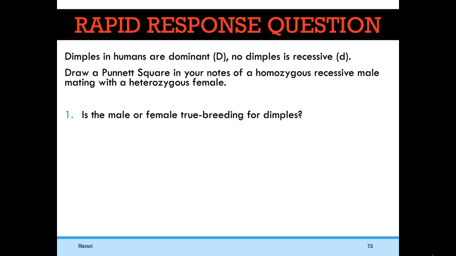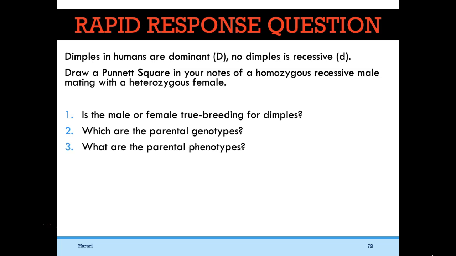So we're going to finish with this last problem. Dimples in humans are dominant, no dimples are recessive. Draw a Punnett square in your notes of a homozygous recessive male mating with a heterozygous female. So is the male or female true breeding for dimples? Which are the parental genotypes? What are the parental phenotypes? What percentage of their children will have dimples? So pause here and answer these questions.